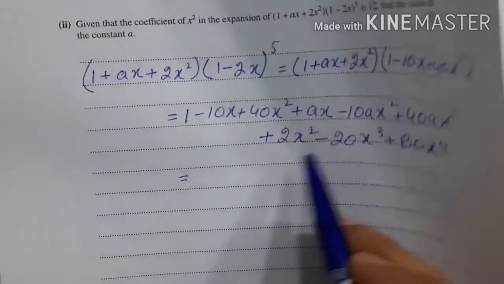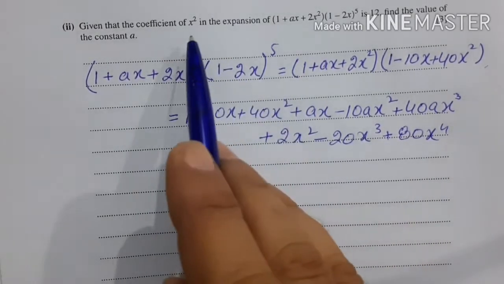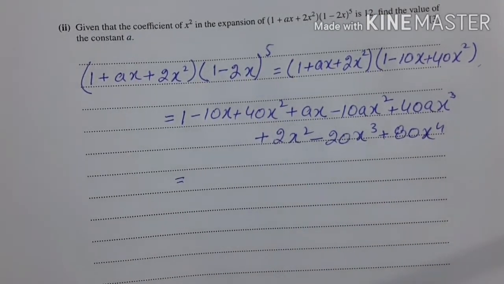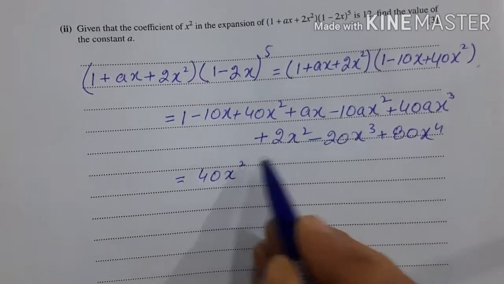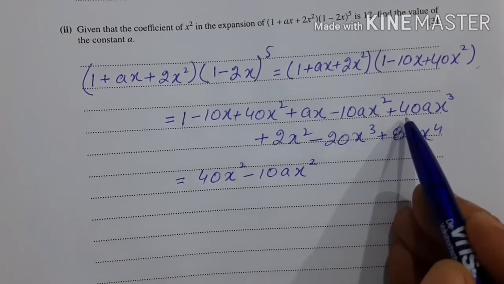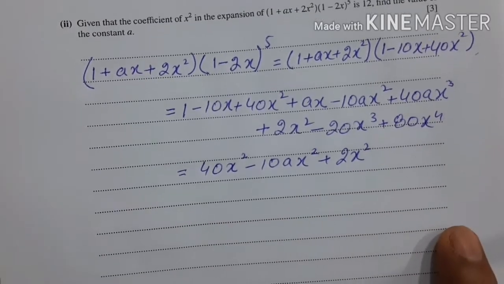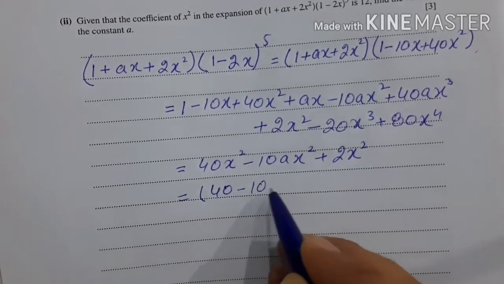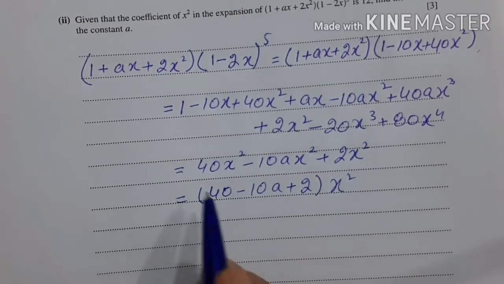Okay, so I'll just consider the terms involving x square, because I need the coefficient of x square only, so I'll not discuss any other terms. So here I got 40x square, then minus 10ax square, then plus 2x square. Okay, I'll take x square common, so it will be (40 minus 10a plus 2) into x square. So this is the coefficient of x square.